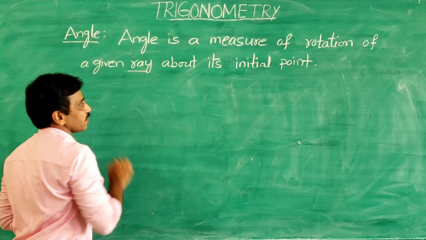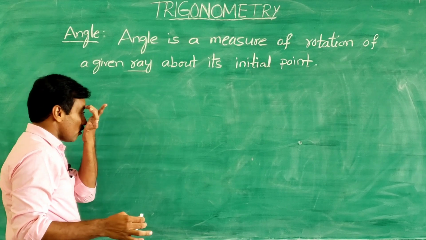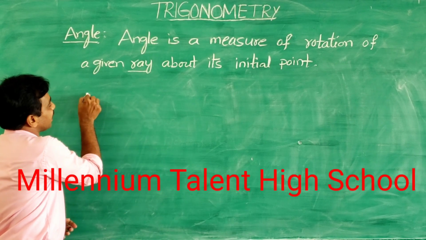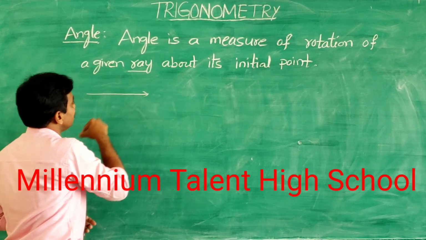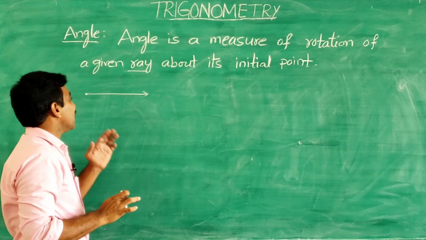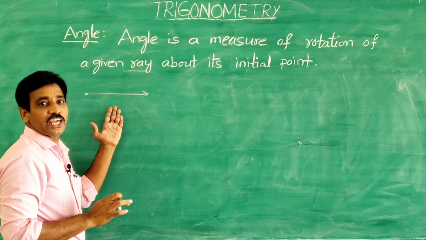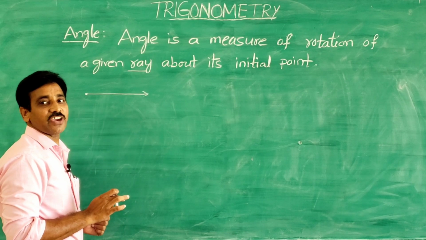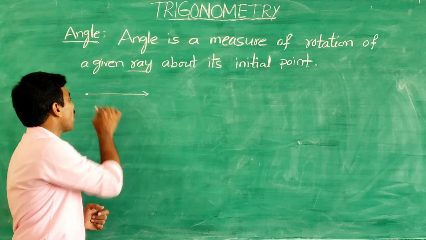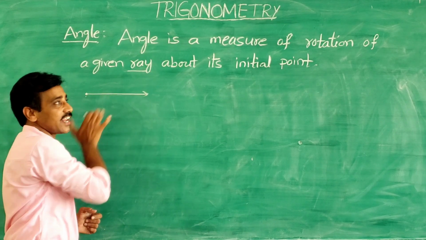Now what is a ray? What is the definition of a ray? Now see, I will draw a ray here. A ray is a part of a line, that is, like a line which has only one end point. See here, only one end point. So it is called a ray.